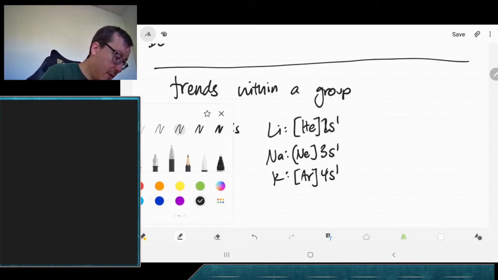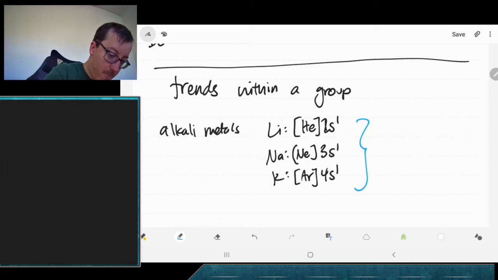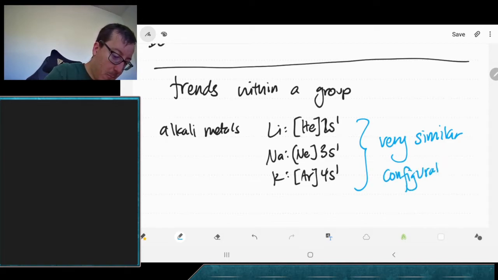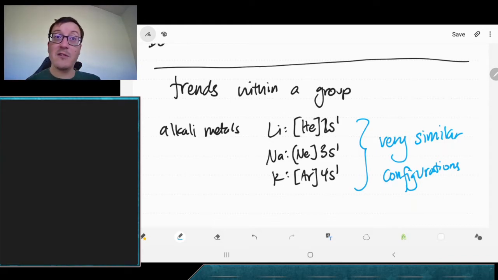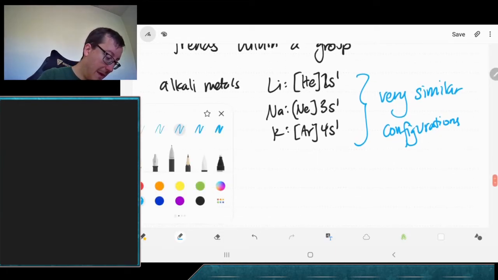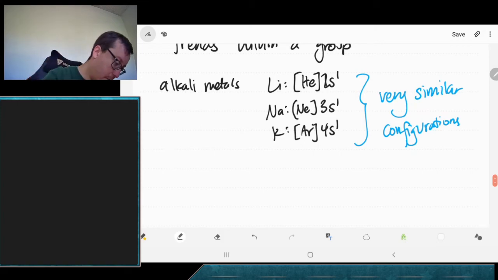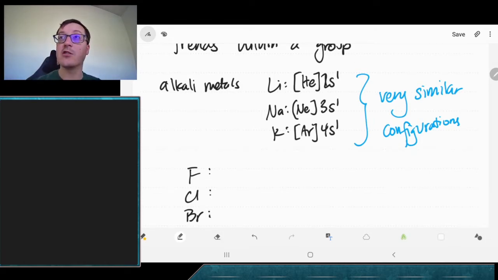Notice that these have very similar configurations, and they have the same number of valence electrons. We're going to see that anything within a group is going to have essentially the same configuration, just maybe different shells involved. If we look at, say, the halogens, fluorine, chlorine, bromine, we're going to see that those also have very similar electron configurations.